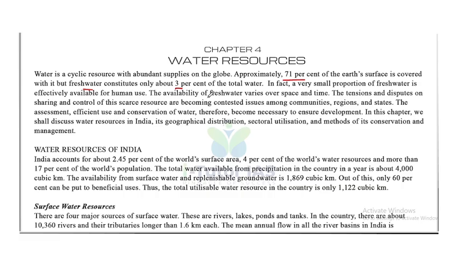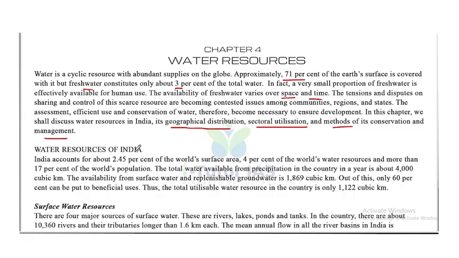The availability of fresh water varies over space and time. The tension and disputes on sharing and control of this scarce resource are becoming contested issues among communities, regions, and states. The assessment, efficient use, and conservation of water therefore become necessary to ensure development. So, in this chapter, we shall discuss water resources in India, then its geographical distribution, sectoral utilization, and methods of its conservation and management.